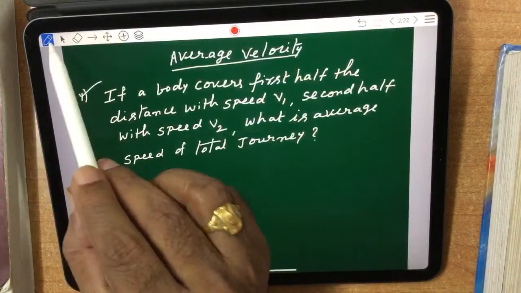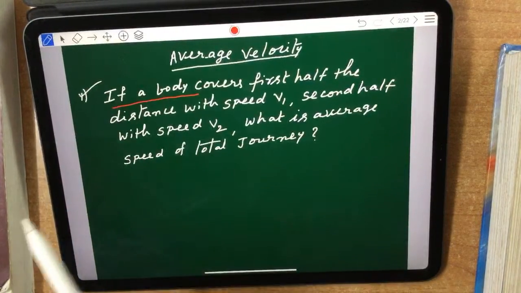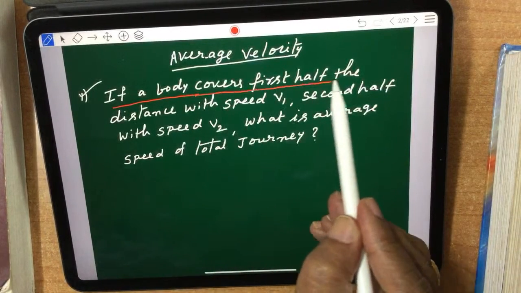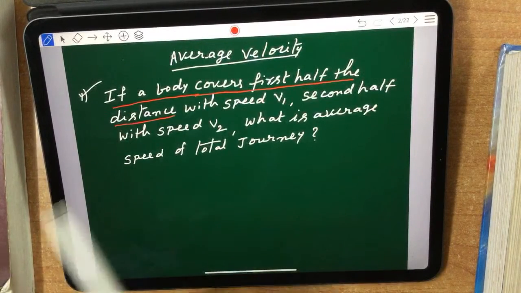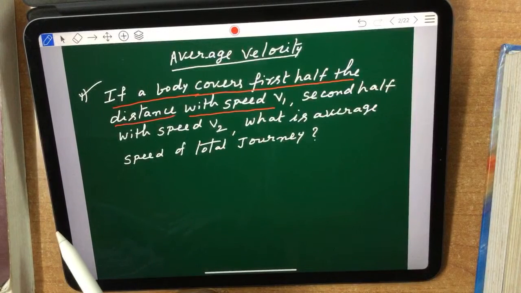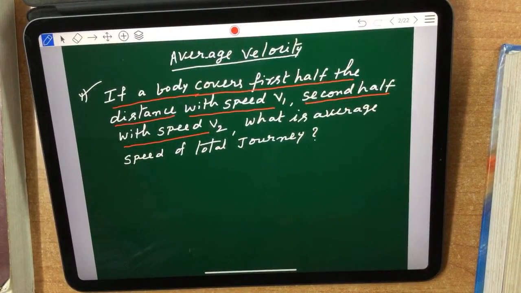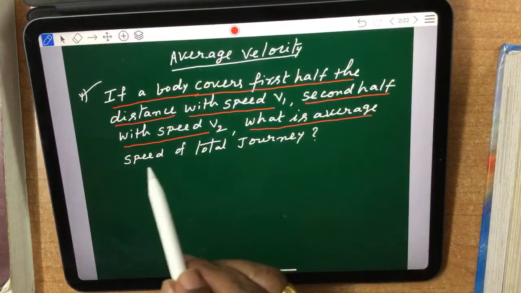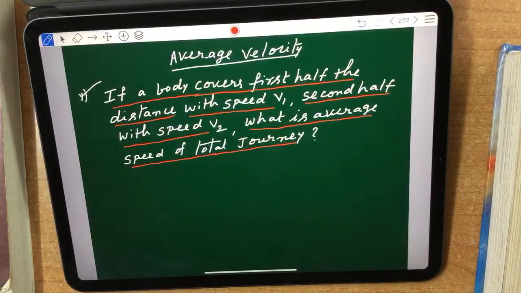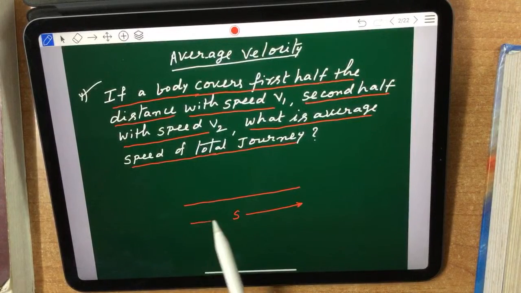So let us start with the first one. What is the first problem? If a body covers the first half of the distance with a speed v1, and the second half with speed v2, what is the average speed of the total journey? Please remember that when he is using the word speed, there is no acceleration. Only the total journey is asked.